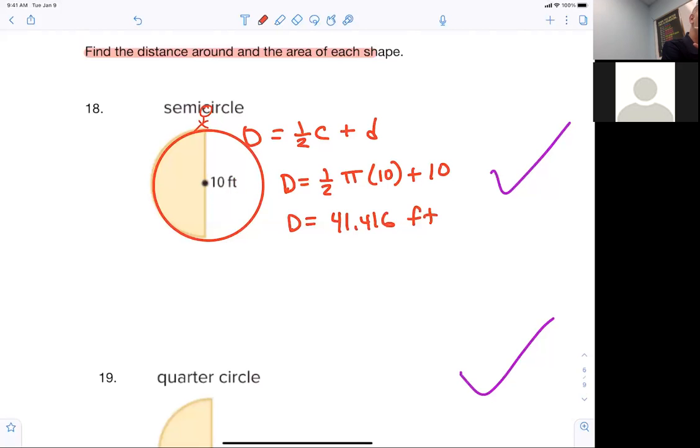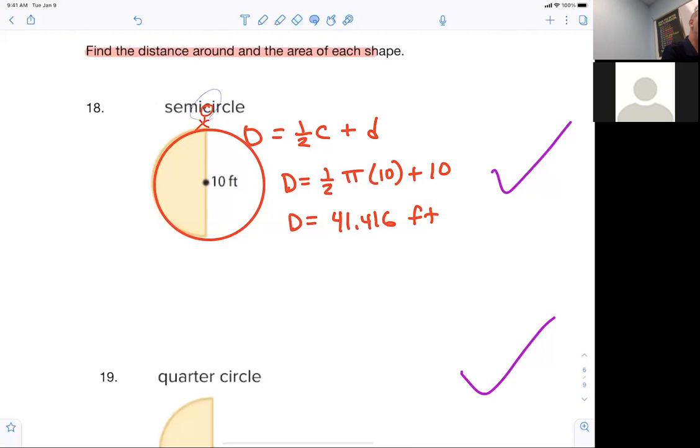Now I want to find the what? Tell me. You don't know why we added 10? Because you walked the diameter, remember? You walked this way. It says the distance around, so I walked that length and this length. You see what I'm saying? You walk this, right? That's 10. And this is half. Now what?